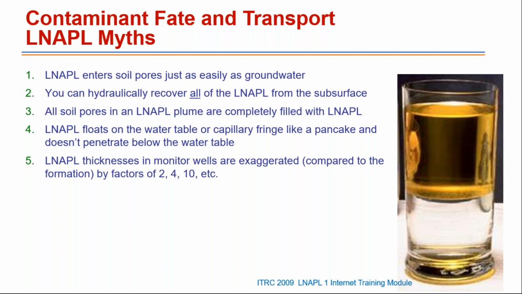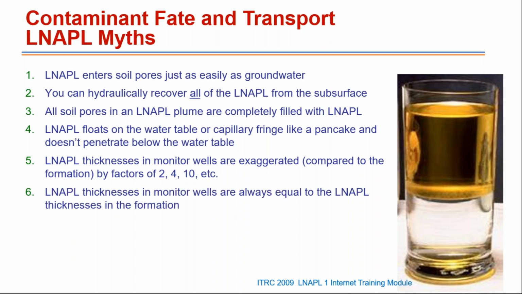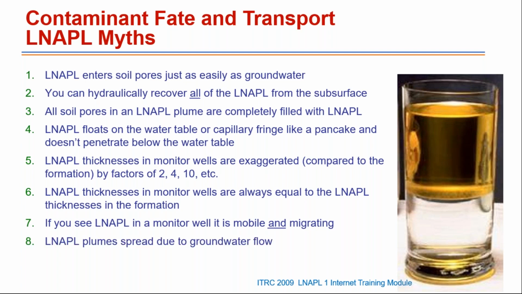And then you have this sort of rule of thumb that came out at one point in the 1980s or early 90s, that the LNAPL thickness in monitoring wells is exaggerated compared to the formation by factors of 2, 4, 10. This is completely wrong. You have to understand the geology, understand the NAPL, understand what's happening with the water table, where the NAPL is, but you can't use some rule of thumb like this. Or the other one is that the LNAPL thickness in the monitoring wells is always equal to the LNAPL thickness in the formation. It isn't. Again, it depends on geology and what's happening. Now, if you see LNAPL in a monitoring well, it means it's mobile and migrating. That's not true. It may be in the monitoring well, but it doesn't mean the main body of NAPL is migrating.